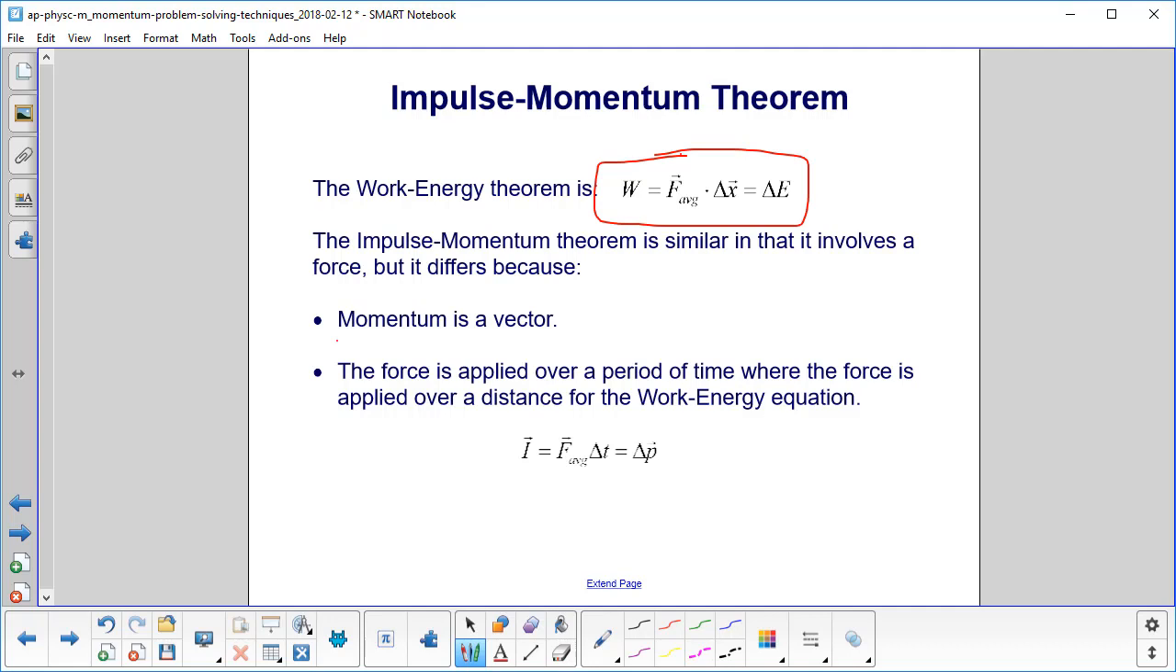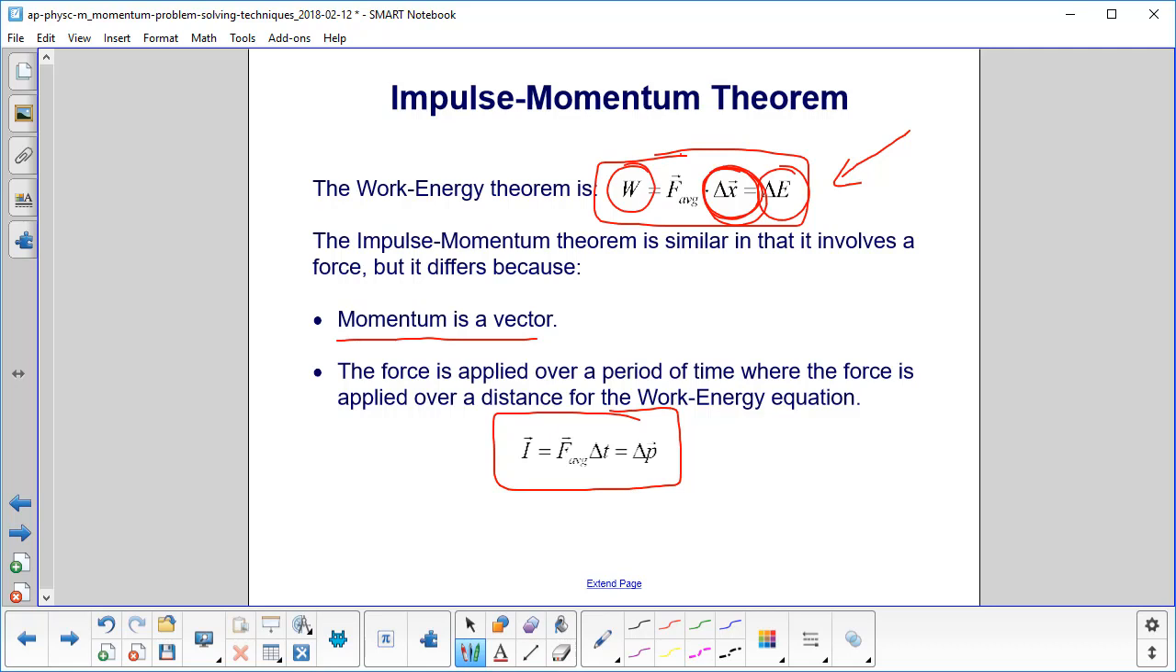Number one, momentum is a vector. Work and energy are scalars. Also, the force is applied over a period of time, whereas the force is applied over a distance for the work-energy equation. So here's work-energy. You can see the distance or displacement here. The impulse-momentum equation, or theorem, you see it both ways, is applied over a period of time.